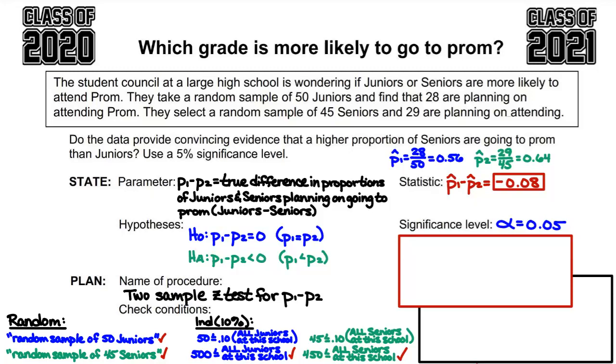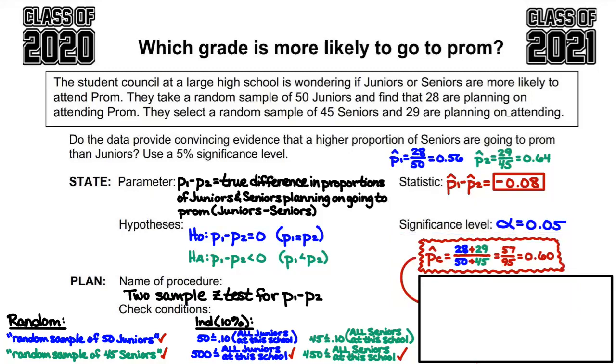57, and then we add our denominators together, that gives me 95. And we get about 0.60. You have to use p hat combined for this, which is different than confidence intervals.